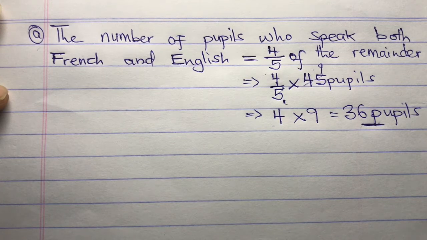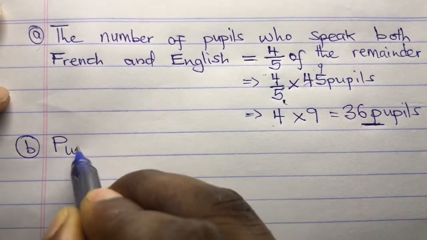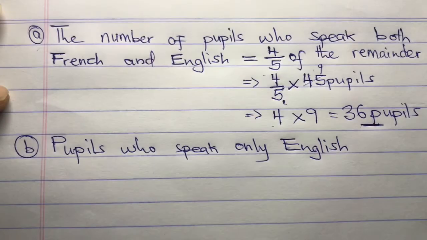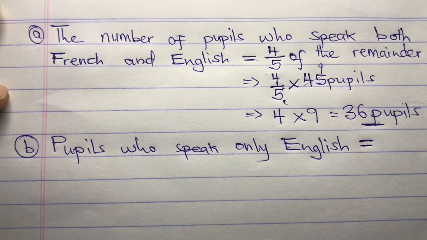Now let's go on to the B. The B says we should find the number of people who speak only English. So let's go to the B. So people who speak only English, that's what we are going to calculate for. And to find those who speak only English, this is how we go about it.